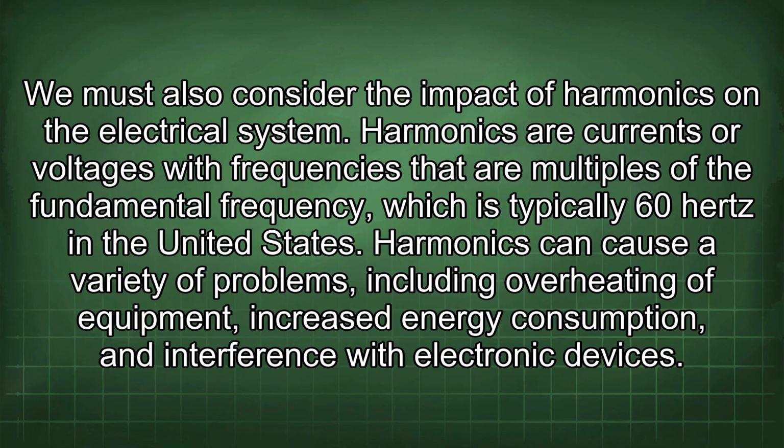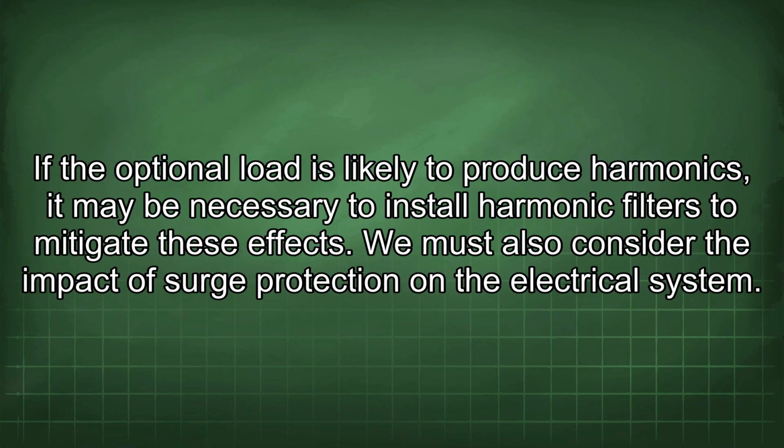Harmonics are currents or voltages with frequencies that are multiples of the fundamental frequency, which is typically 60 Hz in the United States. Harmonics can cause a variety of problems, including overheating of equipment, increased energy consumption, and interference with electronic devices. If the optional load is likely to produce harmonics, it may be necessary to install harmonic filters to mitigate these effects. We must also consider the impact of surge protection on the electrical system.